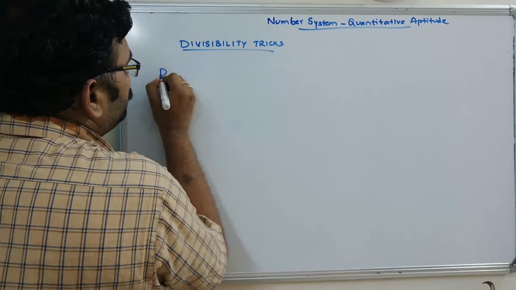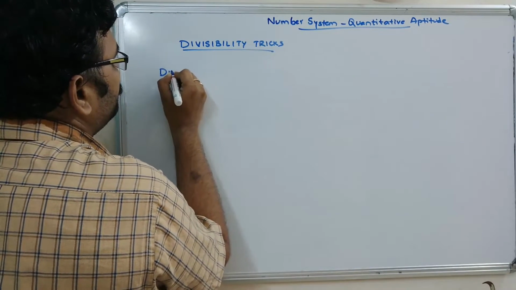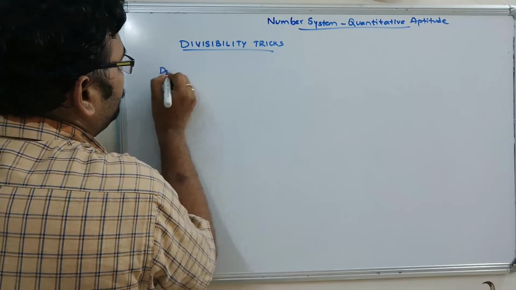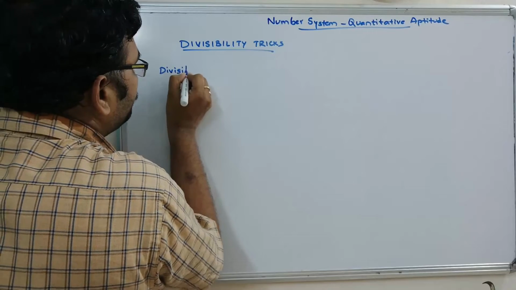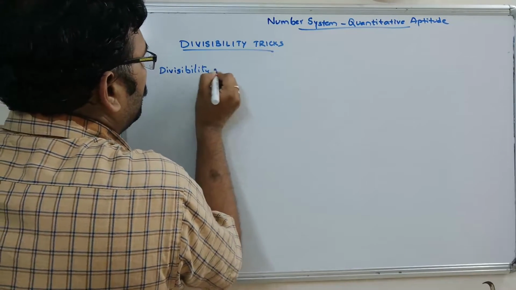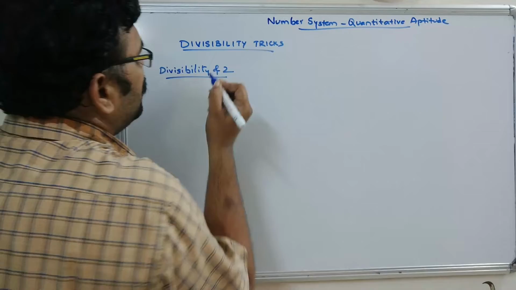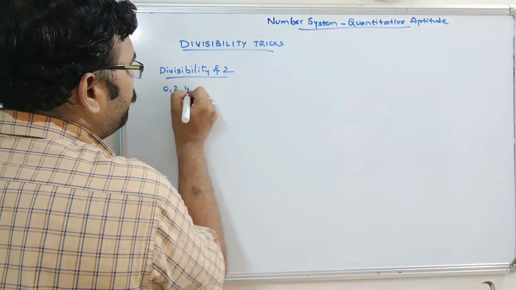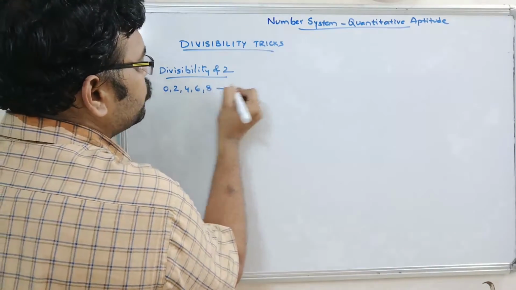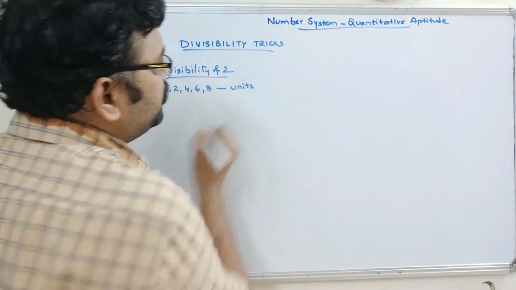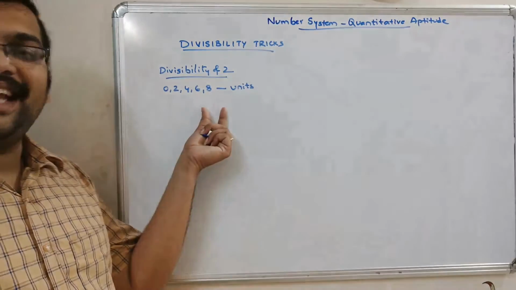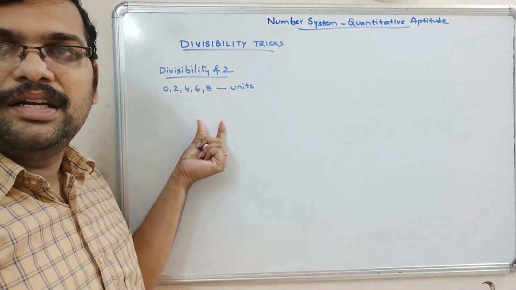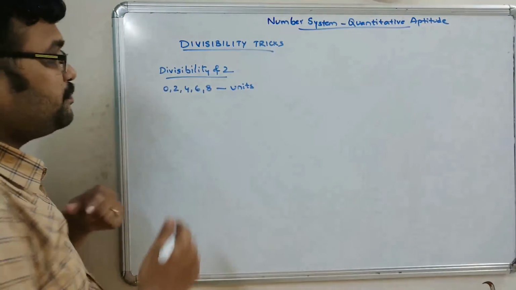To check the divisibility of 2, 0, 2, 4, 6 and 8 should be at the units position. If 0, 2, 4, 6, 8 is in the units position, then automatically the given number is divisible by 2.